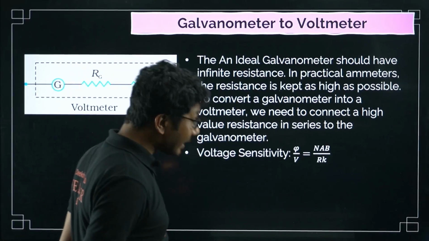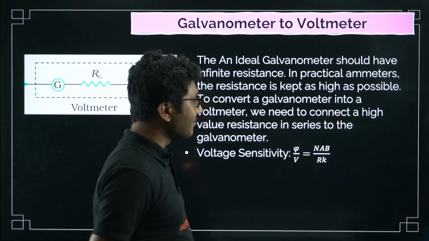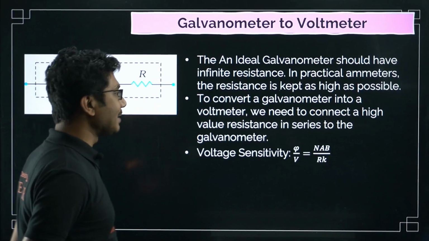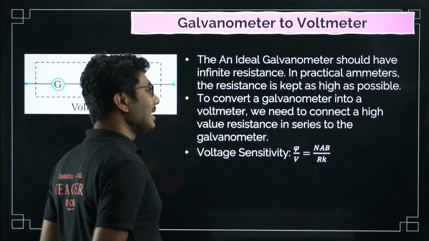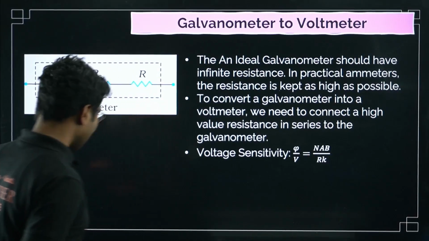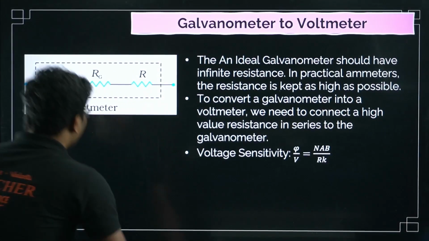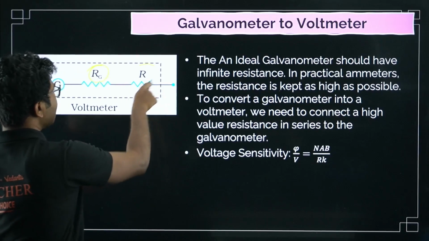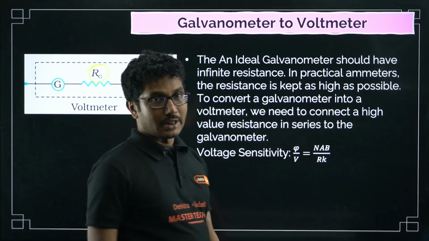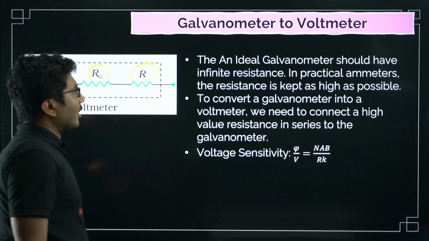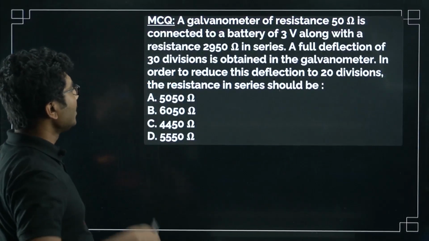This voltage sensitivity is given by phi by V, and that can be given by NAB by RK. R is the resistance that you apply. Because it's a high value, you can ignore RG, only R is sufficient. So this is the voltage sensitivity. Now let's move on to a problem.